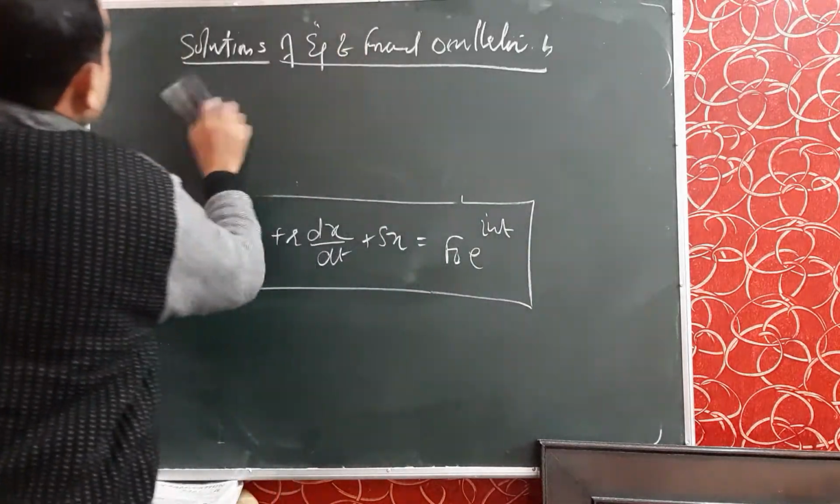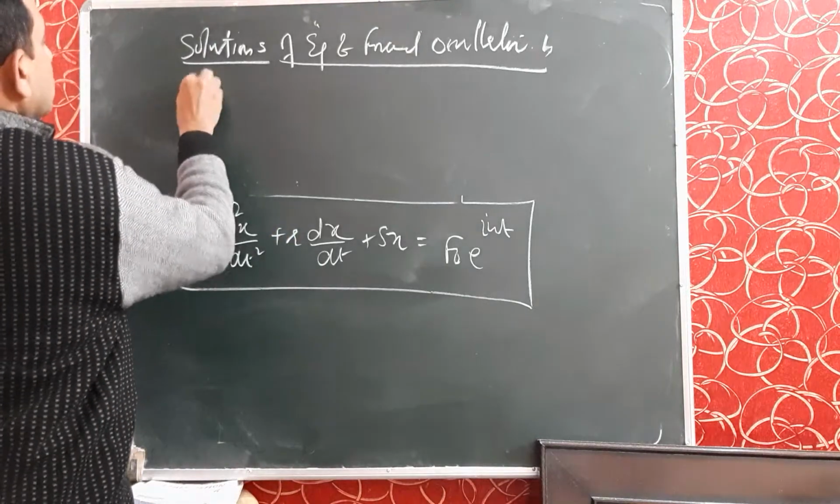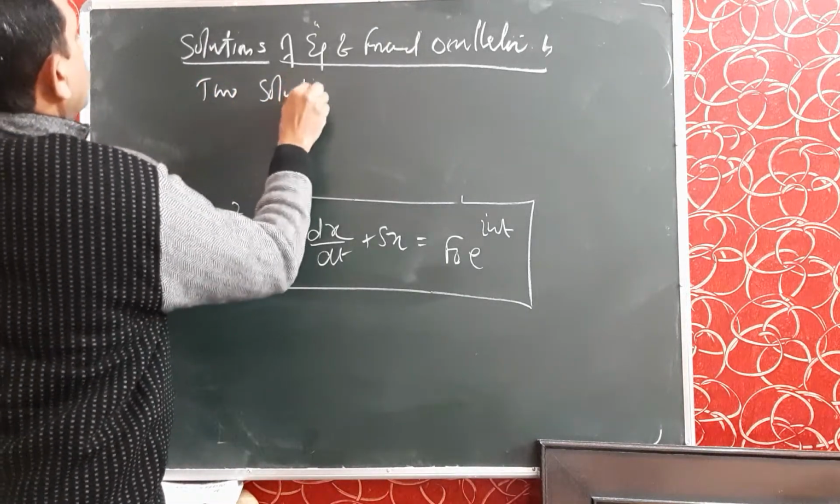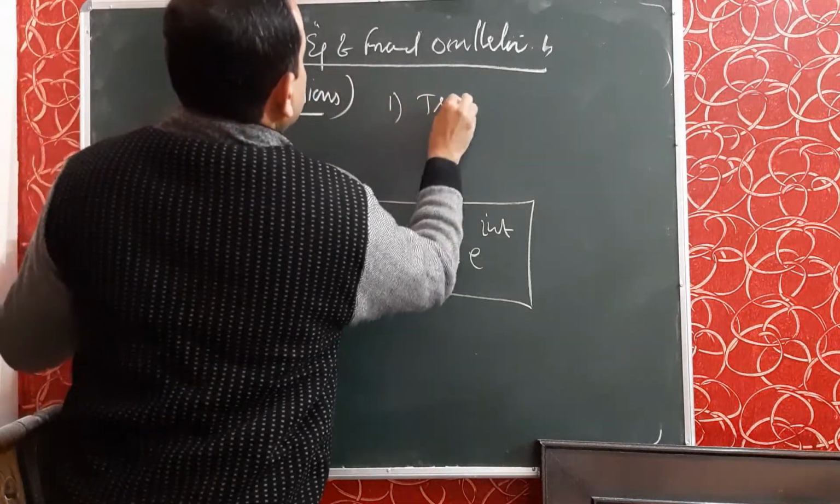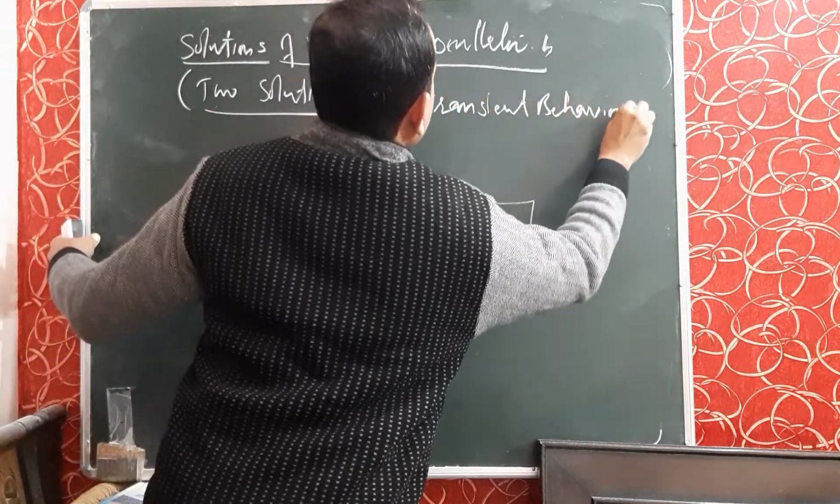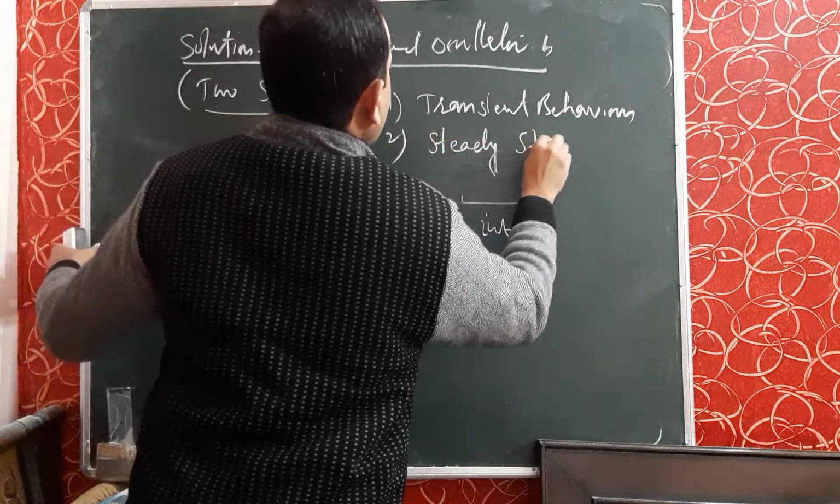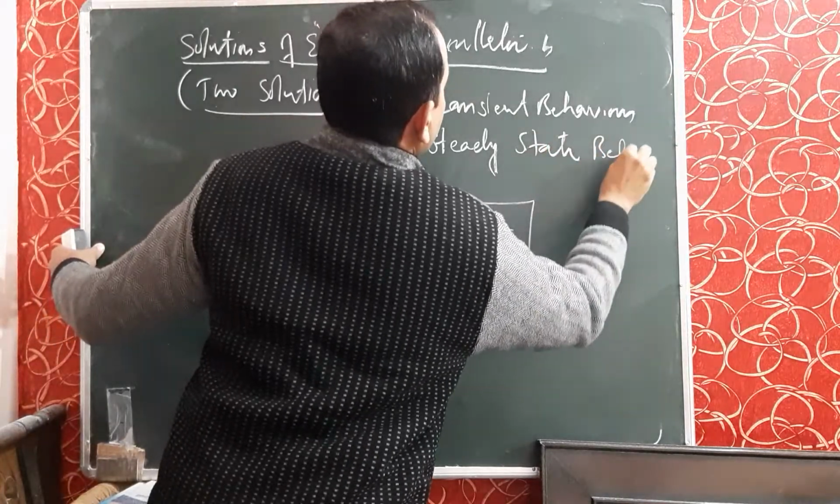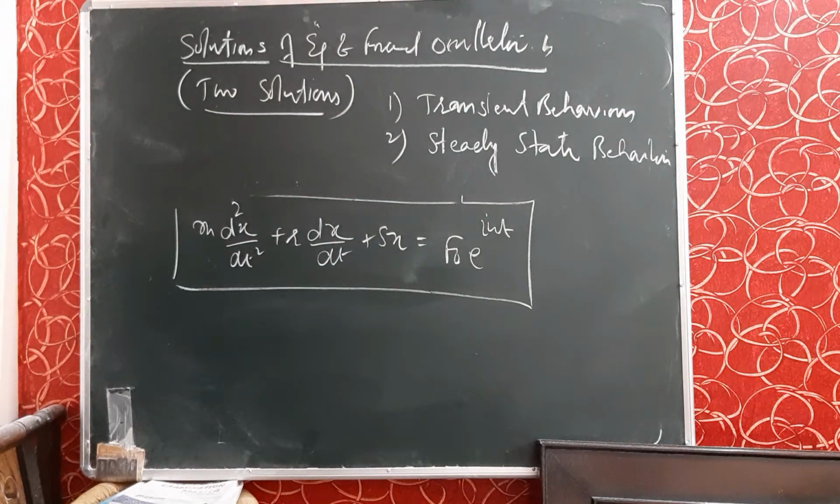To find the solution, we will separate this equation in two parts, or we can say that there are two possible solutions. The first one is transient solution or transient behavior, and the second one is steady state behavior. So we will observe the behavior of this forced oscillator in two different ways. First one is transient and second one is steady state.